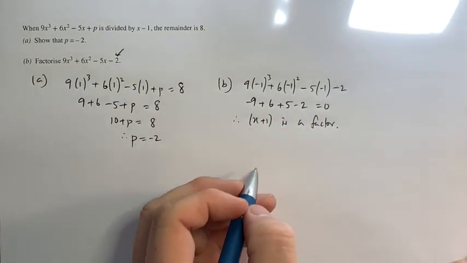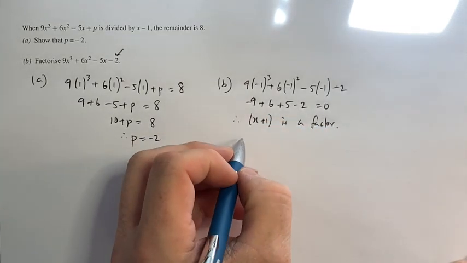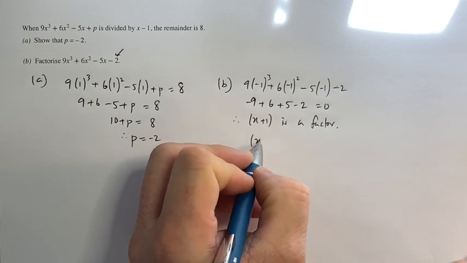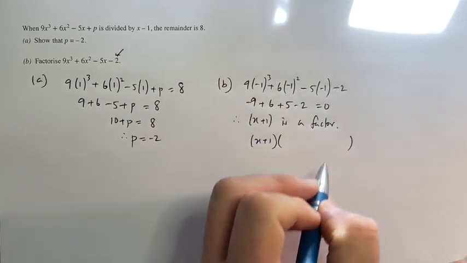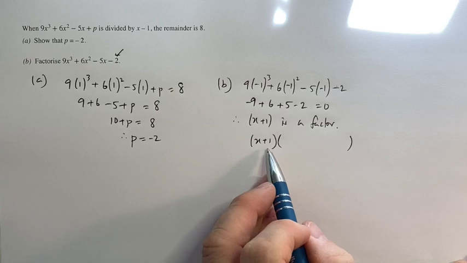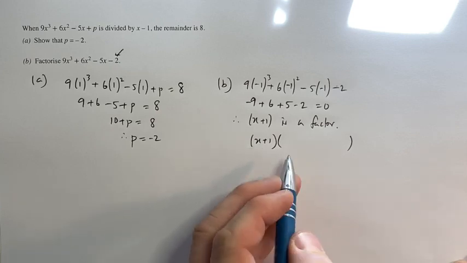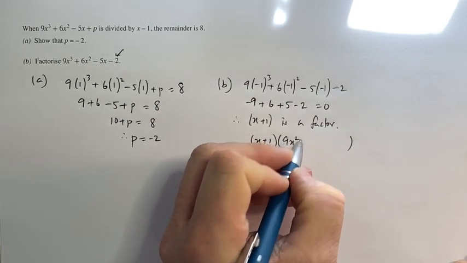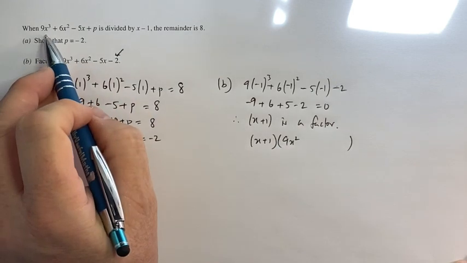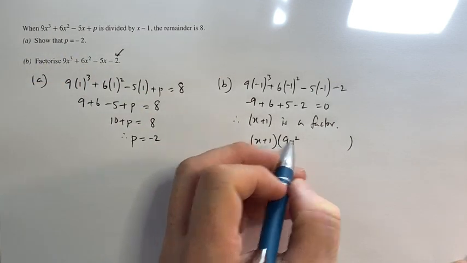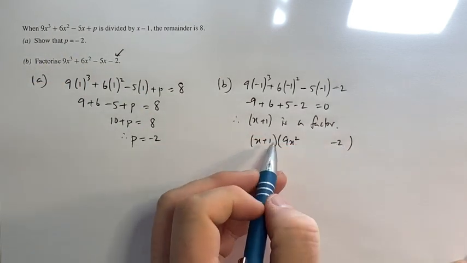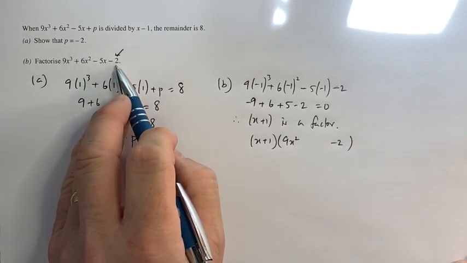Now I could get the other factors in this same fashion. However, because I know that that's one of the brackets, I should be able to get the remaining brackets. x times 9x squared will get the 9x cubed. 1 times minus 2 will get me the minus 2.